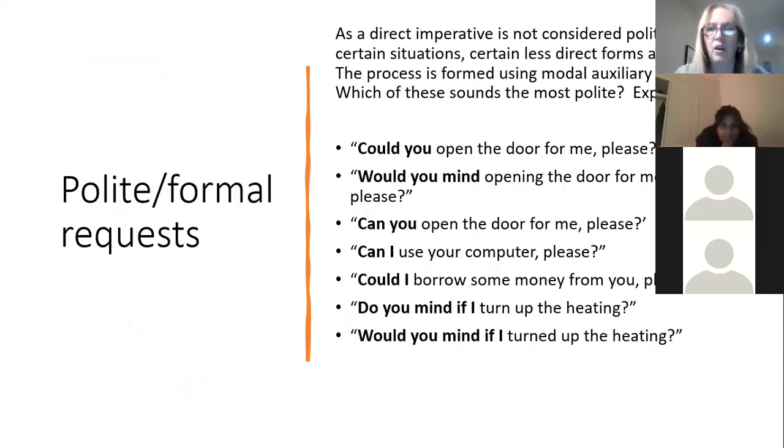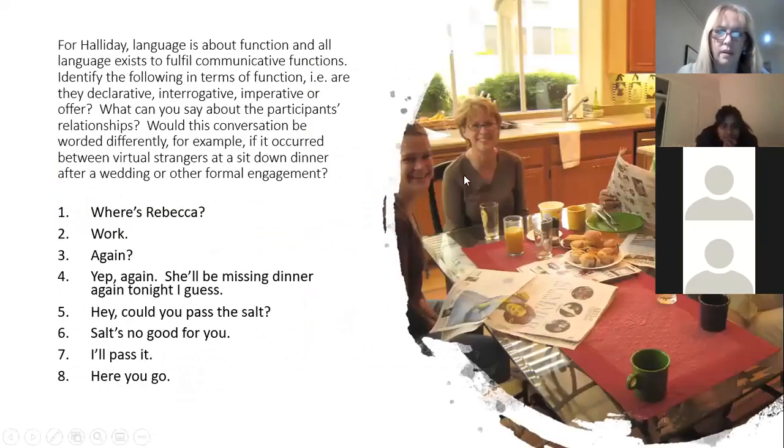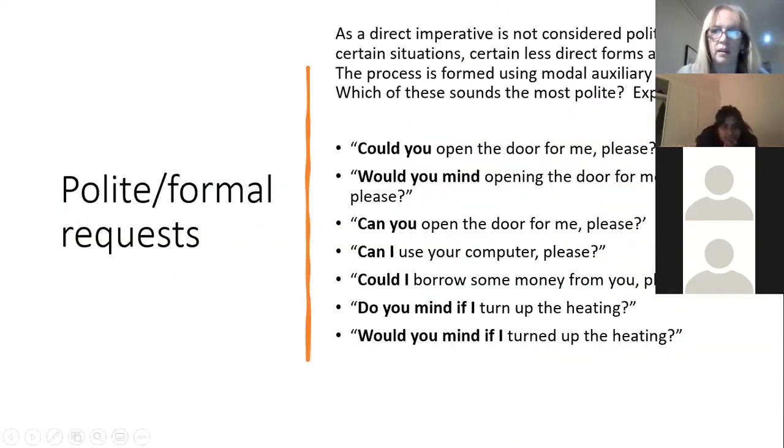All right, so we're going to look at that in a little bit more detail. Let me just move that out of the way. Right, so the imperative is not considered polite in certain situations. Certain less direct forms are used. So the process is formed using what we call modal auxiliary verbs. So auxiliary verbs, does anybody remember what they are?